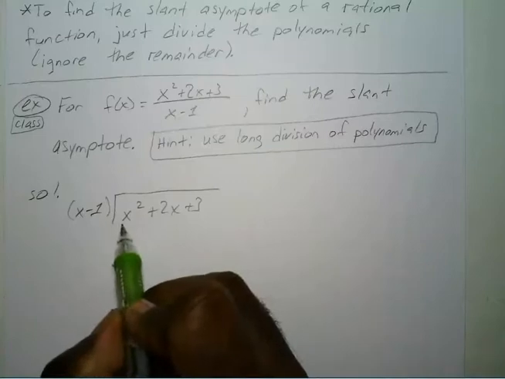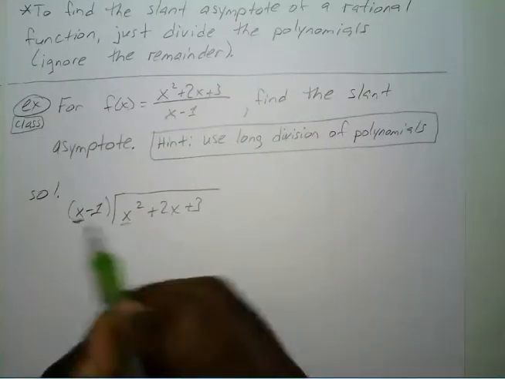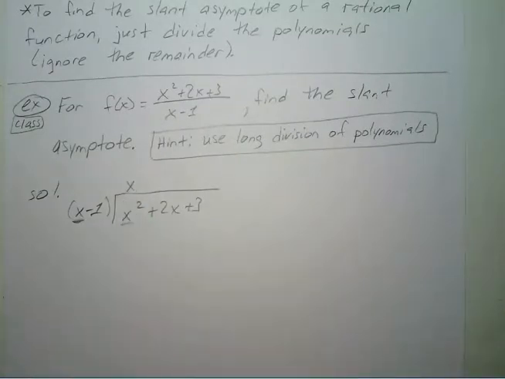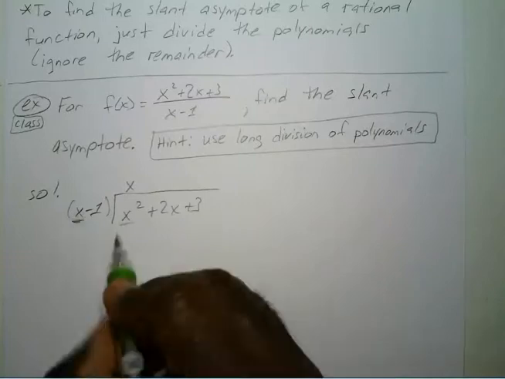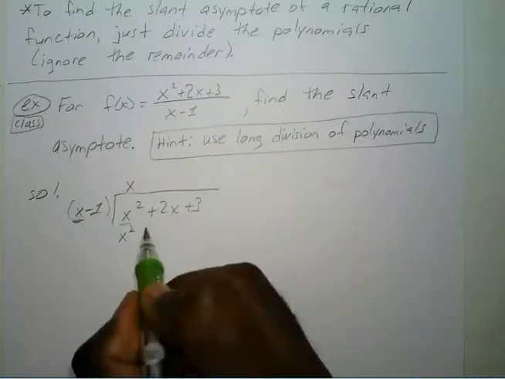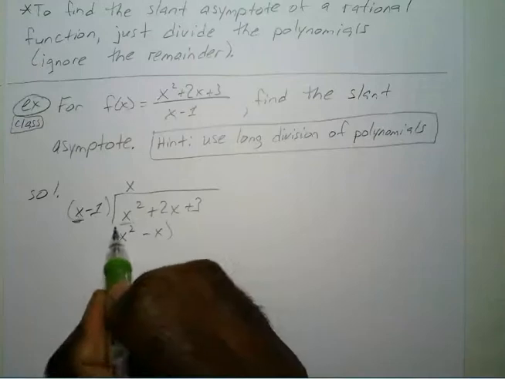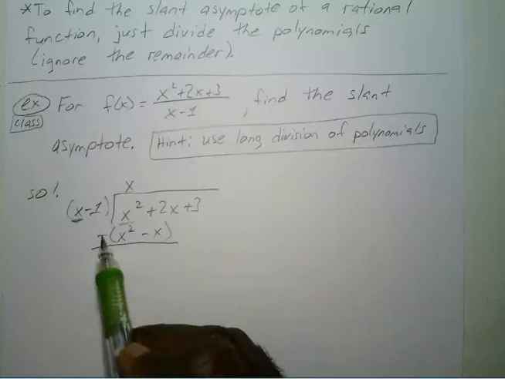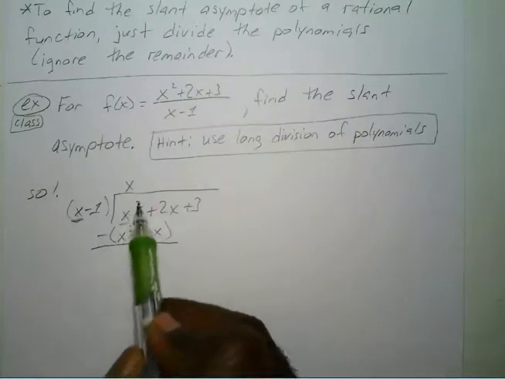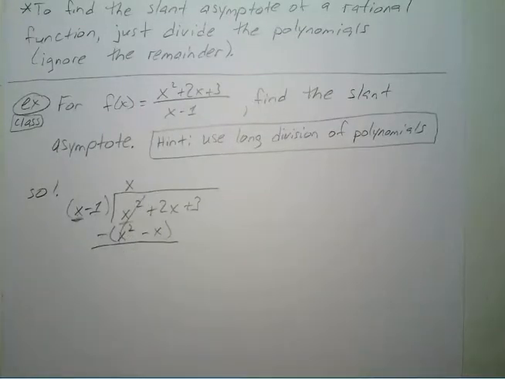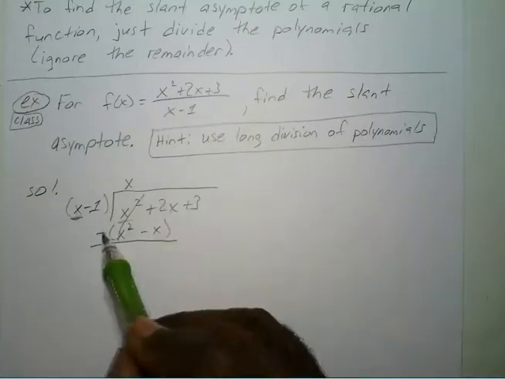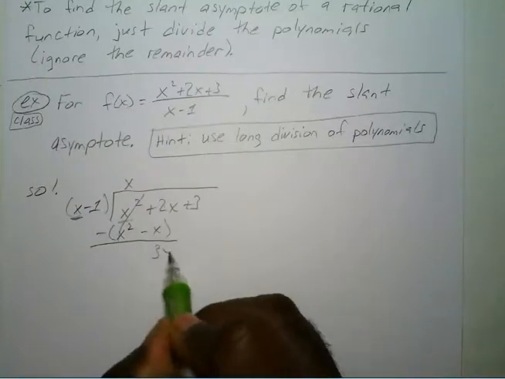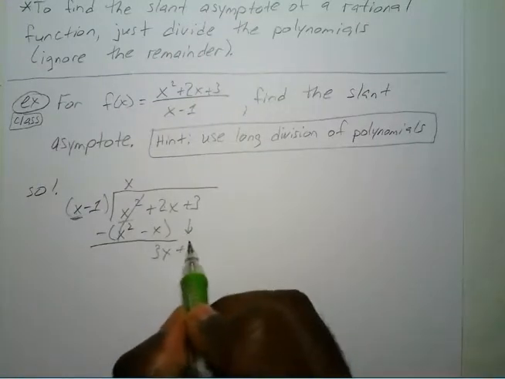Okay, so we want to get rid of this x squared. So what times x will give us x squared? Well, x times x. Okay, so now we go ahead and multiply. X times x is x squared. X times negative 1 is negative x. Now we subtract. X squared, remember that's distributed, so it's become minus x squared. X squared minus x squared is 0, so that disappears. 2x, remember this distributed, so this becomes plus x. So 2x plus x is 3x. And then we bring down the plus 3.